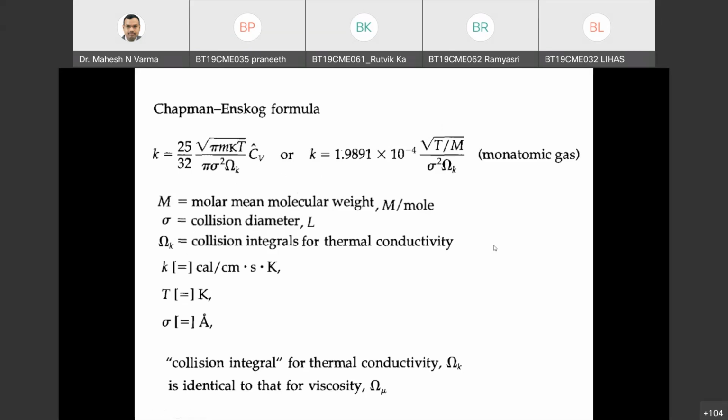Now I can correlate viscosity and thermal conductivity, because similar equations are available. Initially we were discussing that the heat transfer coefficient is similar to mass transfer, which is similar to the momentum transfer coefficient. Now here also I have the equation for viscosity of gases and the equation for thermal conductivity, and these look similar. In fact, the value of sigma is the same; the collision diameter is the same. So I can correlate these equations.